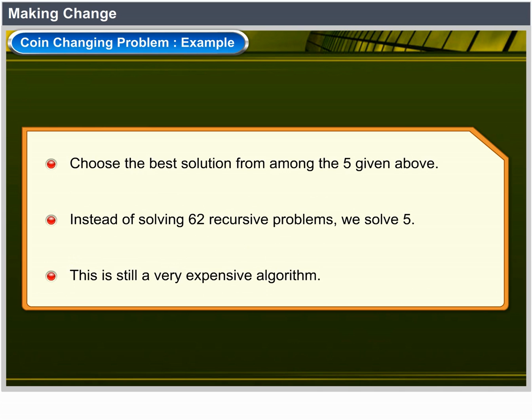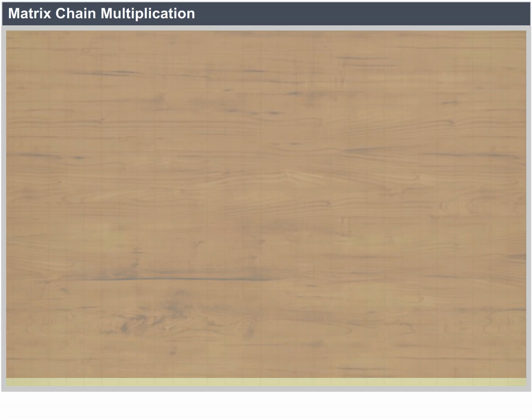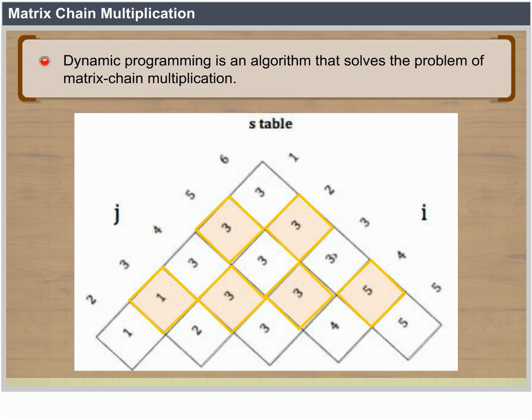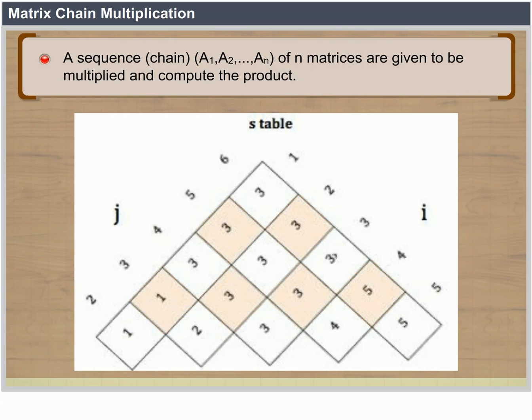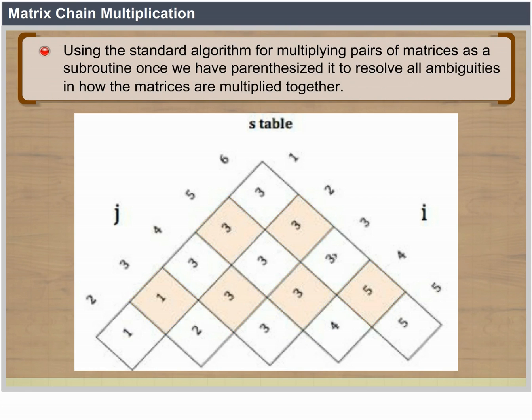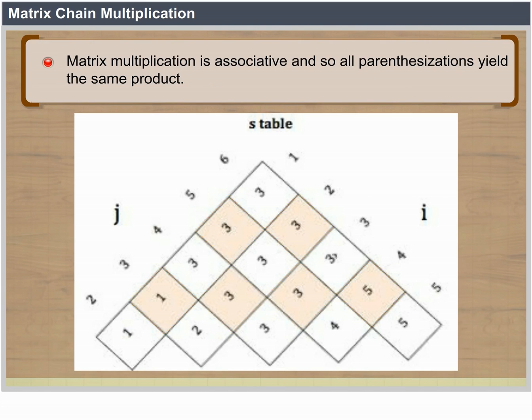Matrix chain multiplication. Dynamic programming is an algorithm that solves the problem of matrix chain multiplication. A chain A1, A2 up to An of n matrices is given to be multiplied, and we compute the product using the standard algorithm for multiplying pairs of matrices as a subroutine, once we have parenthesized it to resolve all ambiguities in how the matrices are multiplied together. Matrix multiplication is associative, and so all parenthesizations yield the same product.